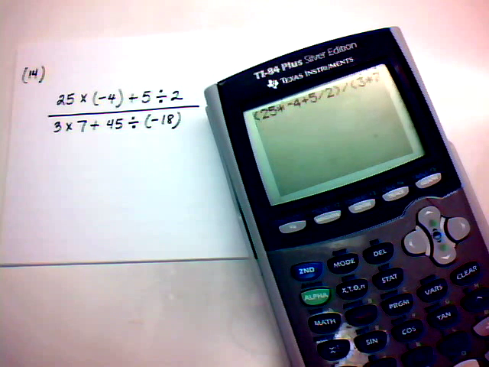times 7 plus 45 divided by negative 18. Close parentheses. And the negative 18 does not necessarily have to be in parentheses. Then you'll hit enter. Now we always round to two decimal places as required in the calculated activity, so this will be negative 5.27.